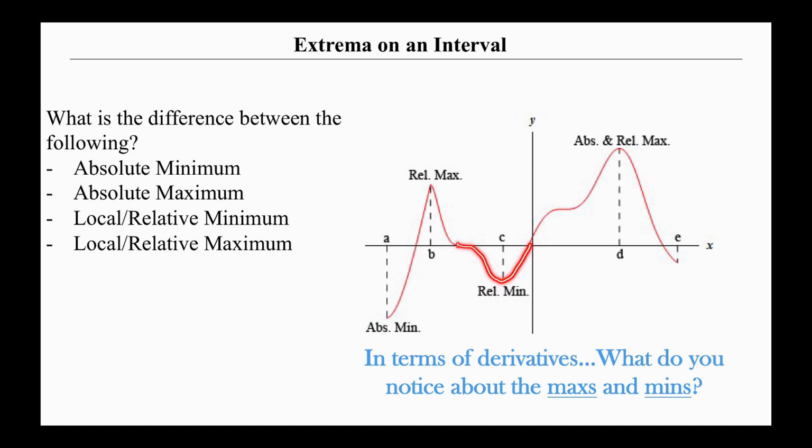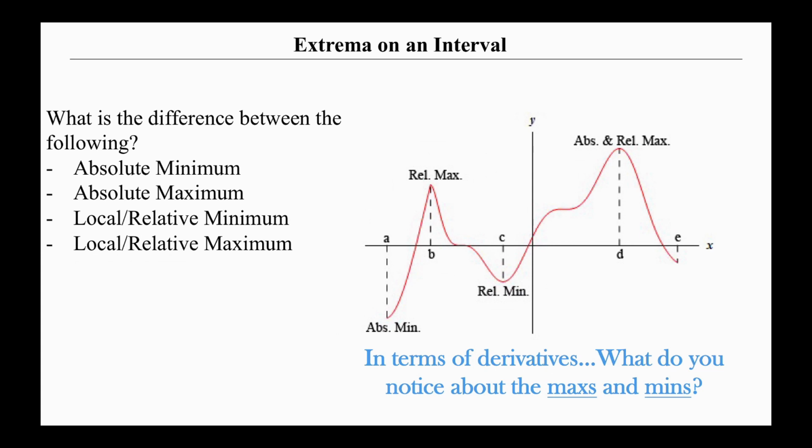If it changes from decreasing to increasing, that's the definition of a minimum. The definition of a maximum is the function changes from increasing to decreasing. So if we see that change, it's a maximum or a minimum. Okay.